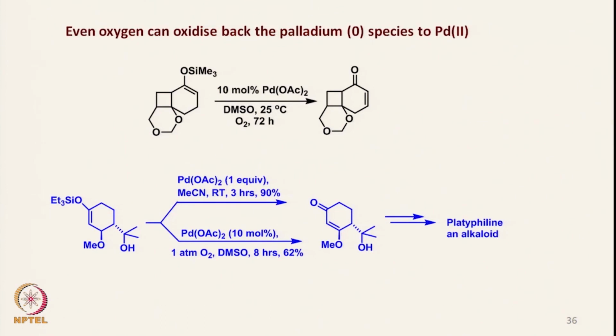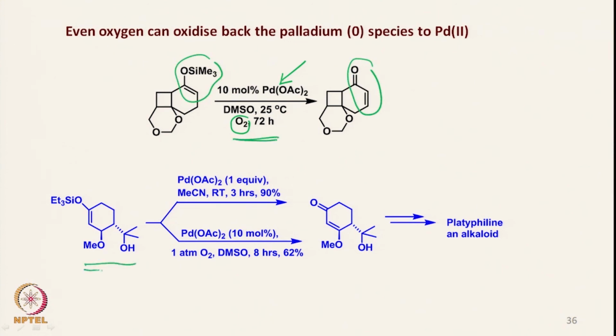So this is what I have discussed so far, and there are many more examples in the literature. For example, one can also use DMSO and oxygen as a co-oxidant, in place of benzoquinone or oxone. So as you can see here, only 10% palladium acetate is used to convert this enol silyl ether to the corresponding enone using oxygen as a co-oxidant.